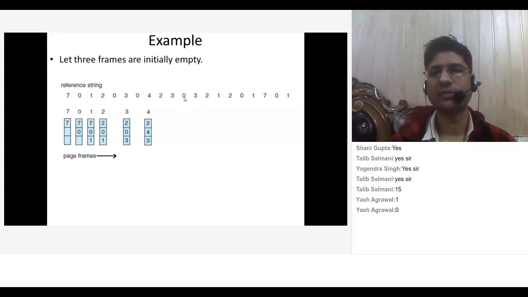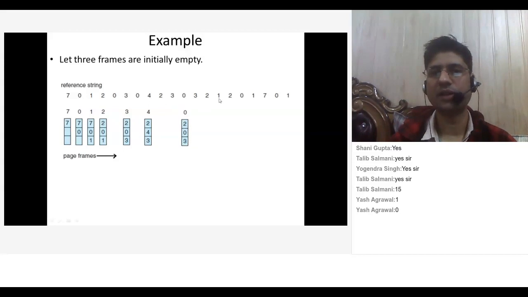Sir, why 3? After 0, because we need 3. And after 3, we need 2. Yes, sir, exactly. So 4 is left. So here you can see 203. We have replaced 4 with the 0. Now we are getting a page hit for 3 and a page hit for 2.